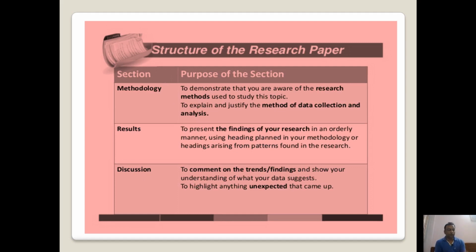Methodology means how did you do that, or how you are going to do this. To demonstrate that you are aware of the research methods used to study this topic, to explain and justify the method of data collection and analysis. As I said, because there are so many students who don't know how to start their research paper writing work, in the methodology section you should write how you collected the data and how you made the analysis. Everything should be easily interpreted in this particular segment called methodology.